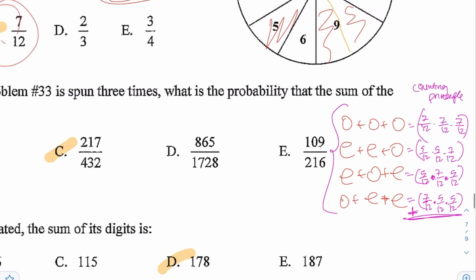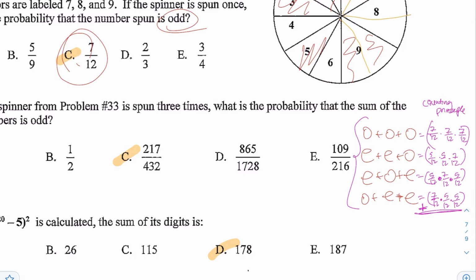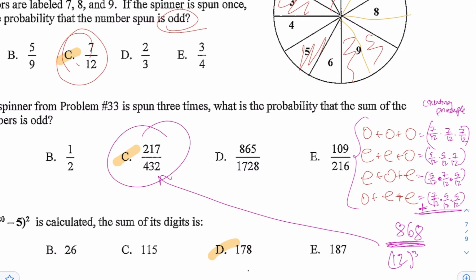If you add everything together, that should give you, in the numerator, 868. And in the denominator, you have 12 times 12 times 12, which is 12 cubed. And when you simplify this, you should get choice C, 217 over 432. You can also turn this into a decimal in your calculator.